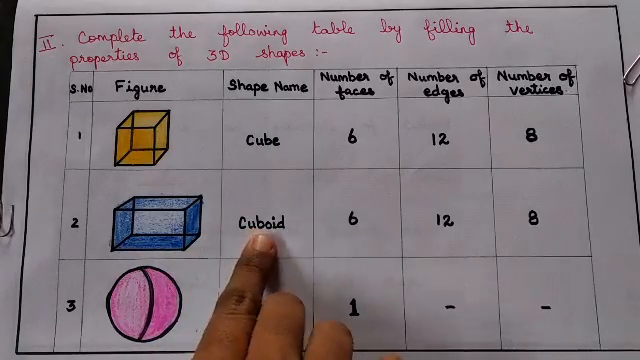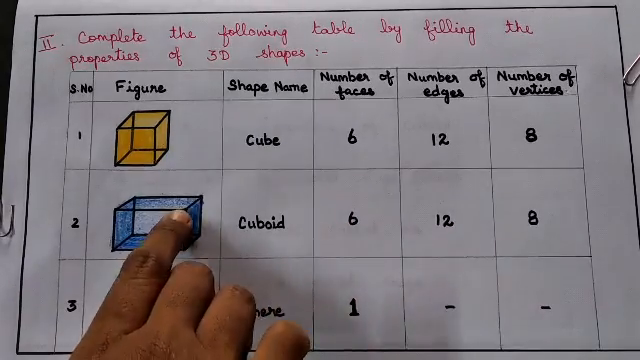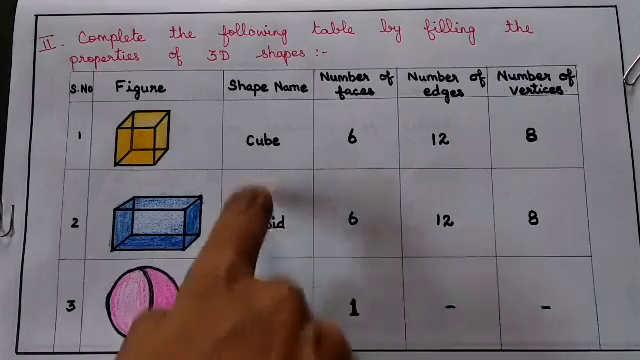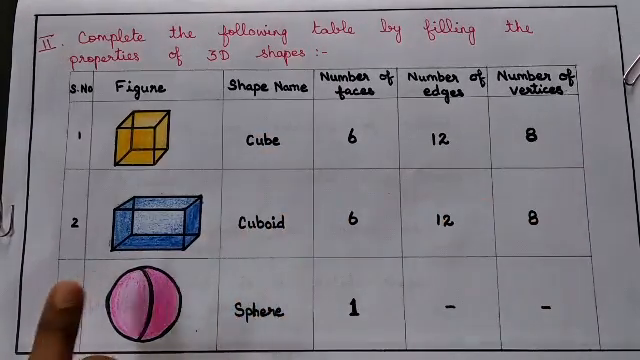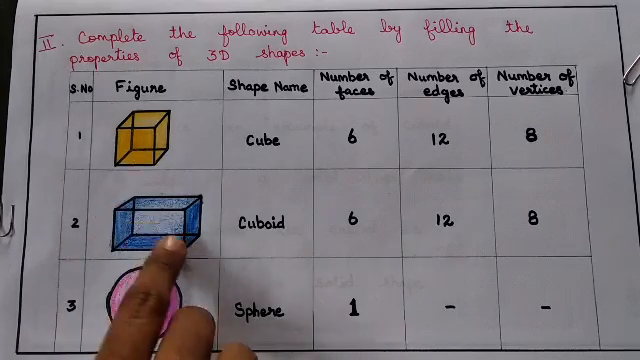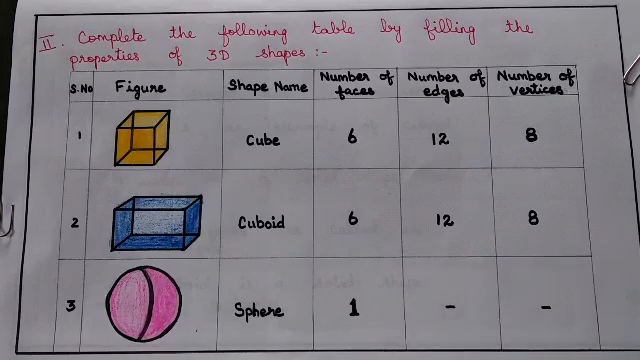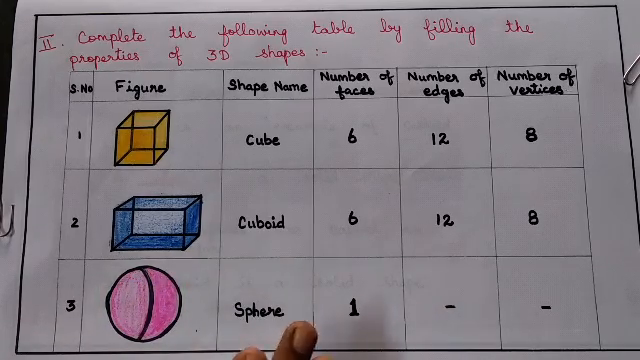Next is cuboid. It has 6 faces and 12 edges, and 8 vertices. Cube and cuboid are just like the same. The vertices are nothing but the corners where the edges meet. This is only called a vertex, okay, children. Yes. Last one is sphere. Sphere has only one face, isn't it? Only one face. There are no edges, no vertices.